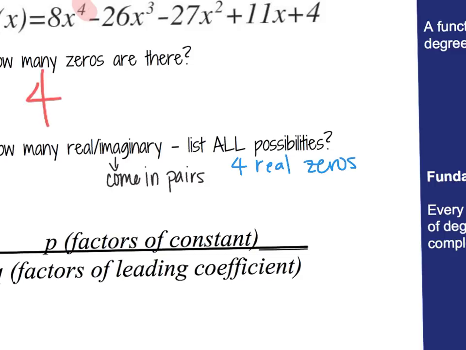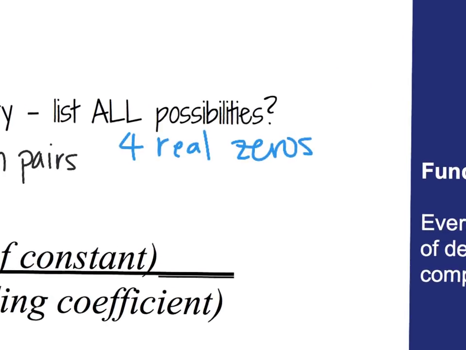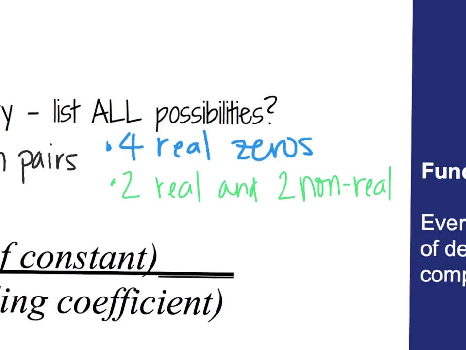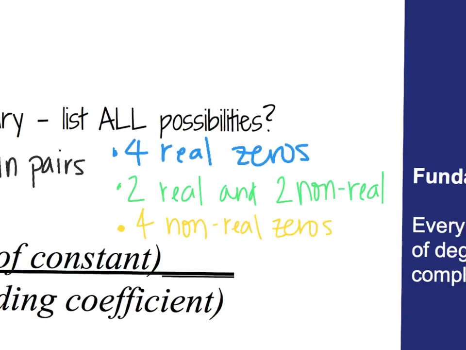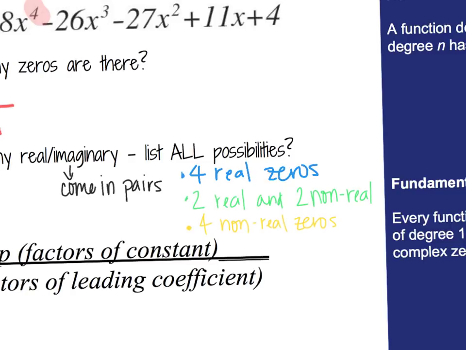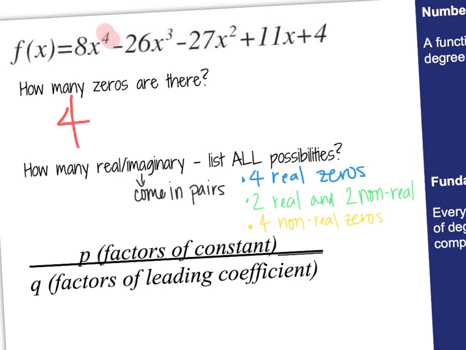My second possibility, and I'm going to list this in a different color so we can see that it's a different option, is that I could have 2 real and 2 non-real. That's a possibility. And my third possibility is that I could have 4 non-real zeros. So, that makes sense, because just checking our math, 4 is the same as 4, 2 plus 2 is the same as 4, 4 is the same as 4.